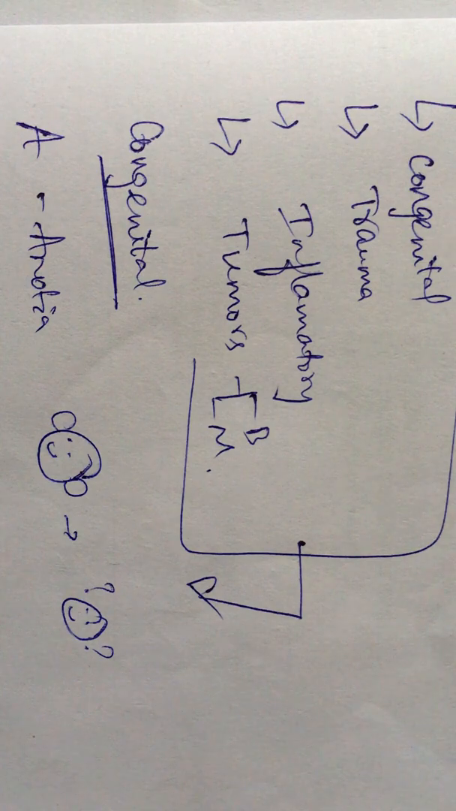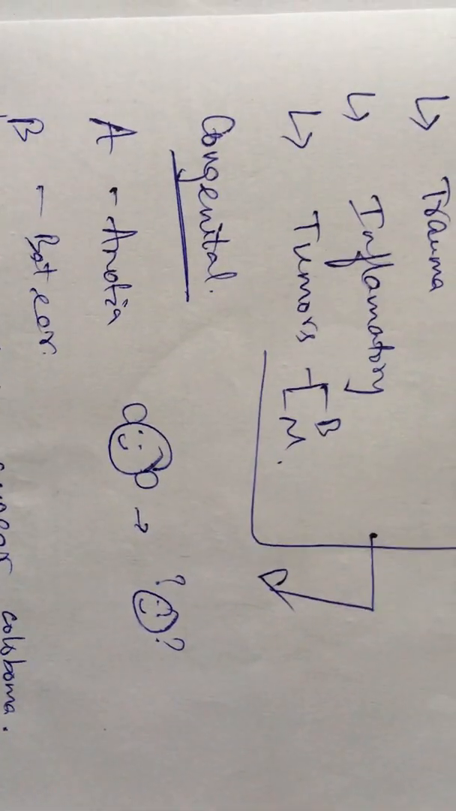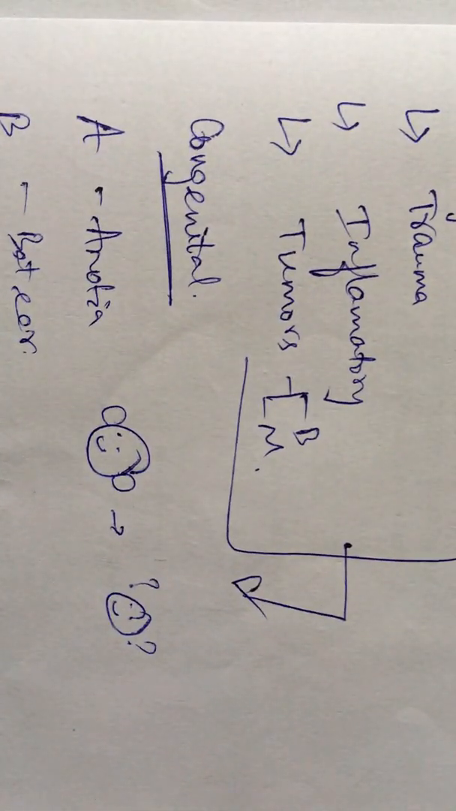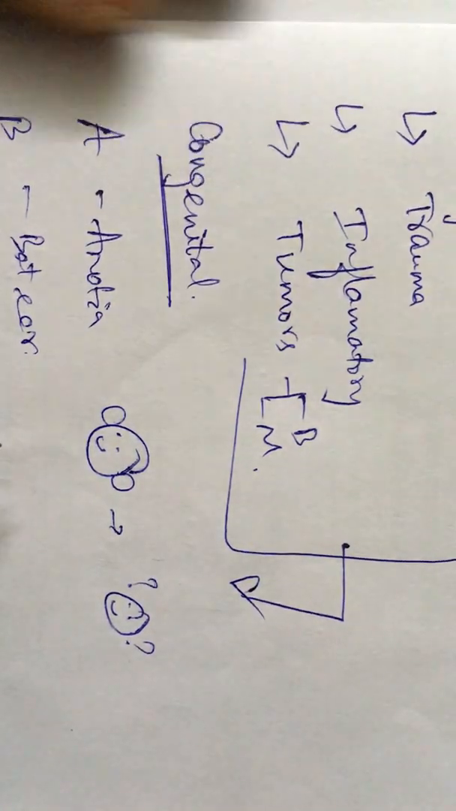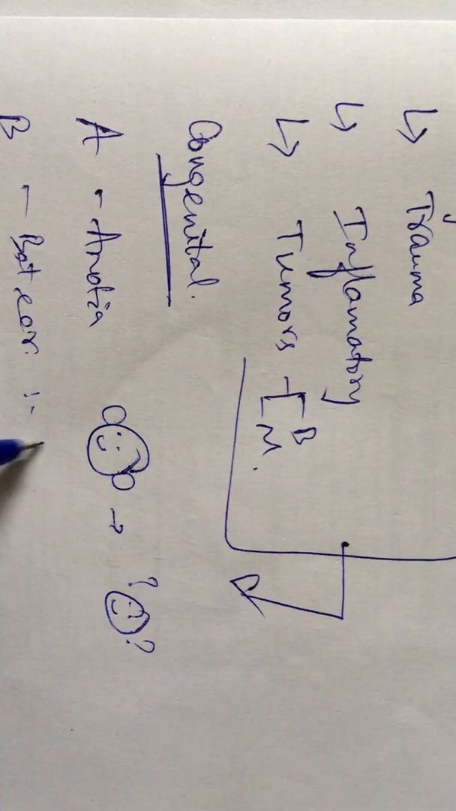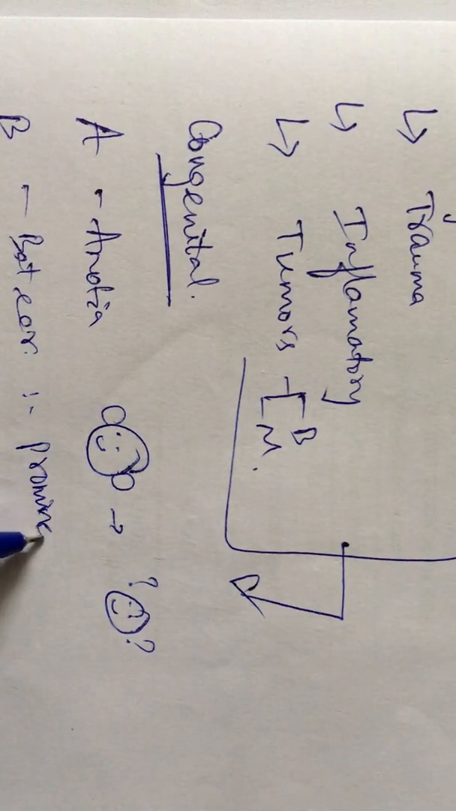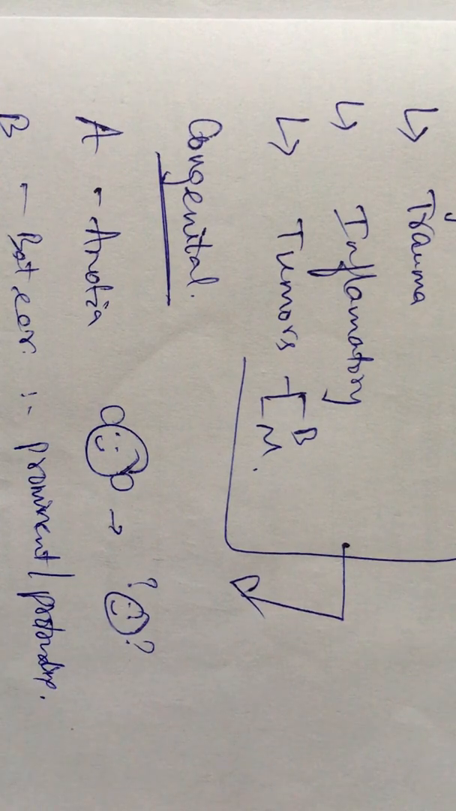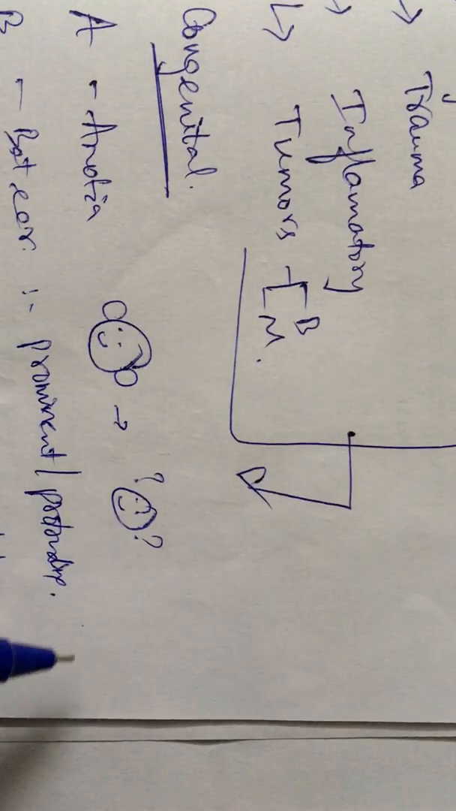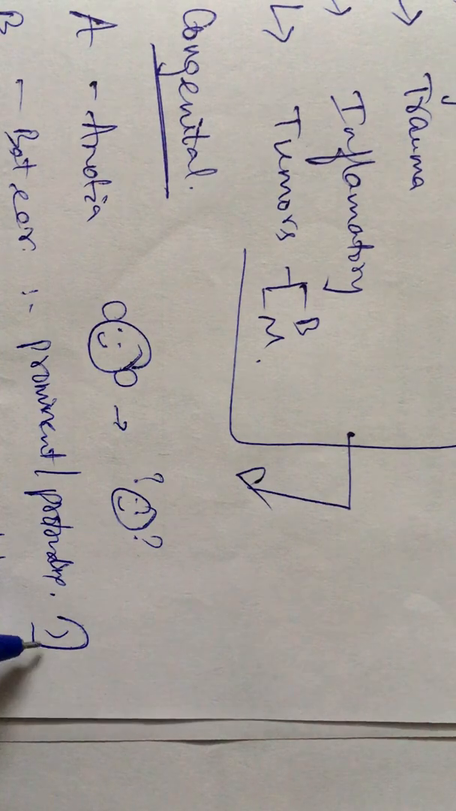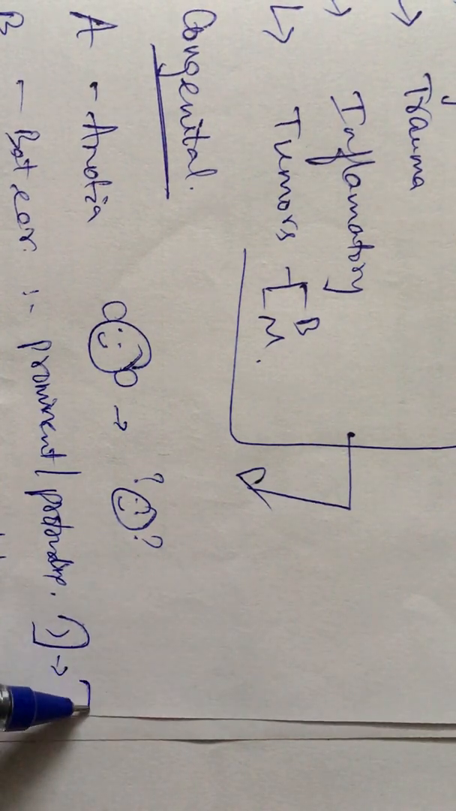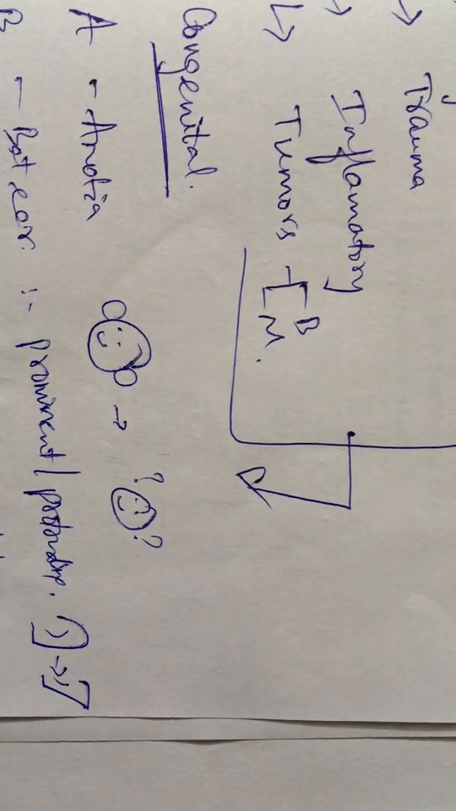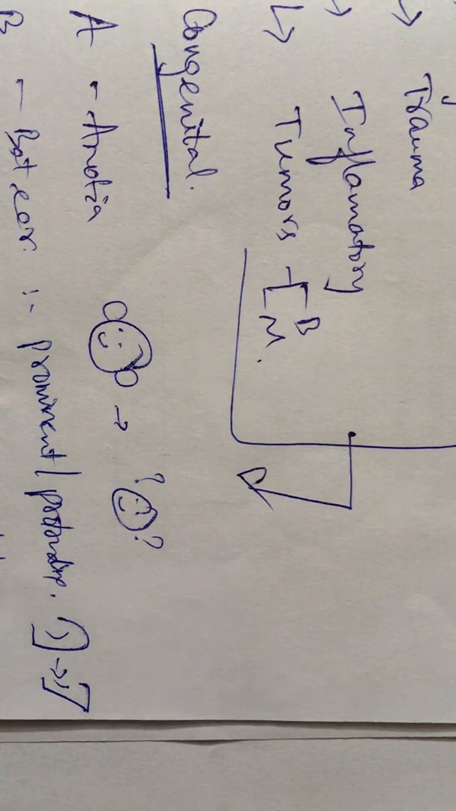The second one is bat ear. So bat ear basically is also called the prominent or the protruding ear. So here what happens is that the person is going to have an ear, but instead of being the normal ear, it's going to be protruding like a bat's ear. So that's basically a bat ear.